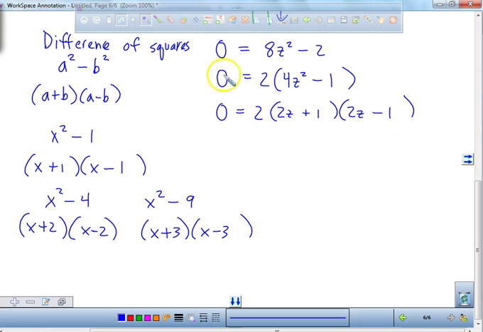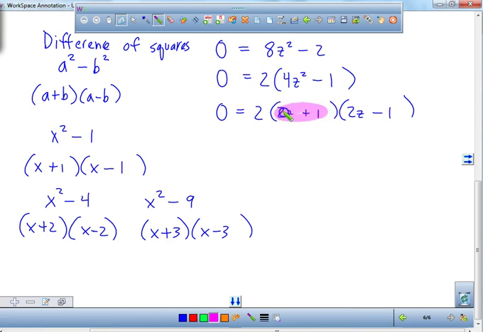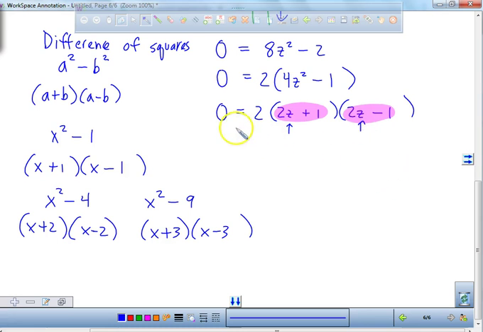All right. So now we have two factors here. We have this factor right here, and we have this factor right there. Okay? We got to figure out what number can I plug in here and what number can I plug in there to set them equal to what? Set them equal to 0. You're not sure? What should you do? You should set them equal to 0 and solve for z.